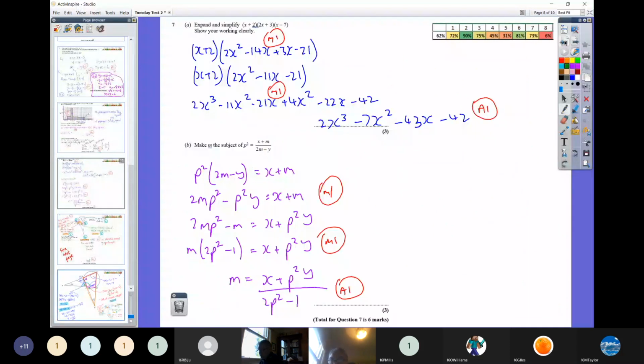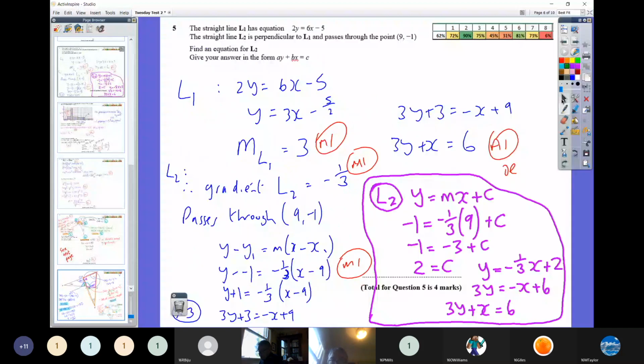Okay, yes, this was right. Okay, so I just need to move. You can't see it. I've got the black box down.